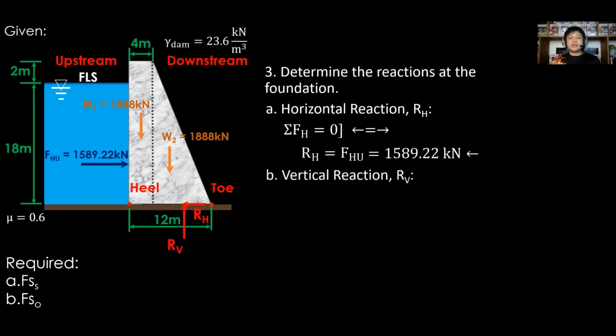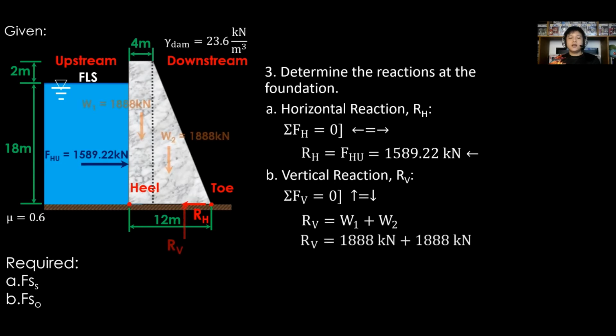Next is for vertical reaction. Assume upward direction. Then, sum forces vertical equal to 0. Upward equal to downward forces. Upward force is R sub V, while downward forces are W1 and W2. Substitute W1 and W2 as 1,888 kilonewtons. Therefore, RV is equal to 3,776 kilonewtons upward.